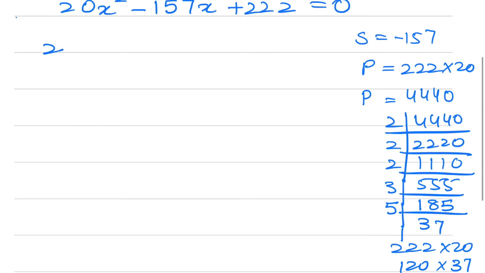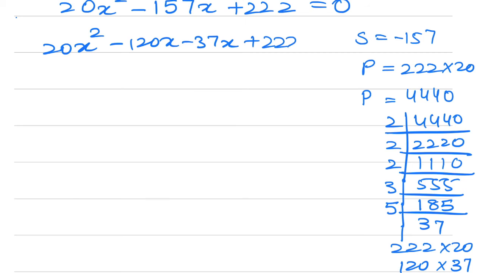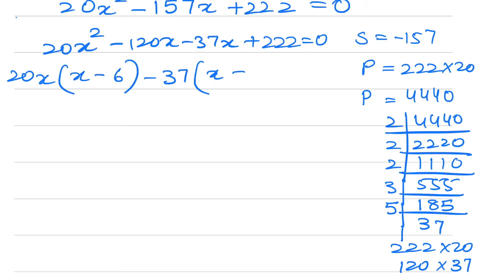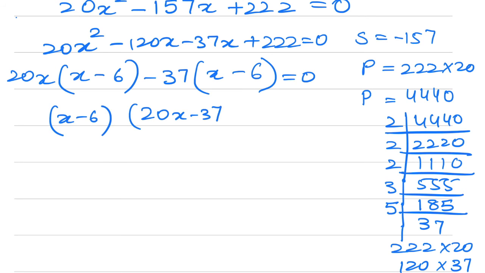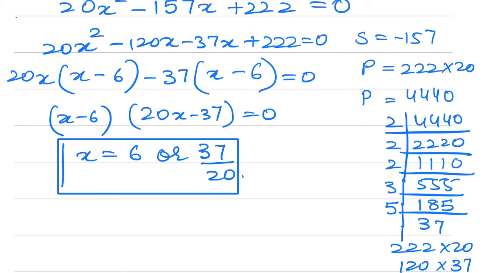So 20x square minus 120x minus 37x plus 222 is equal to 0. So 20x is common here, x minus 6, and minus 37 is common, so x minus 6 is equal to 0. So x minus 6 and 20x minus 37 are the factors. So x is equal to 6 or 37 by 20. Answer.